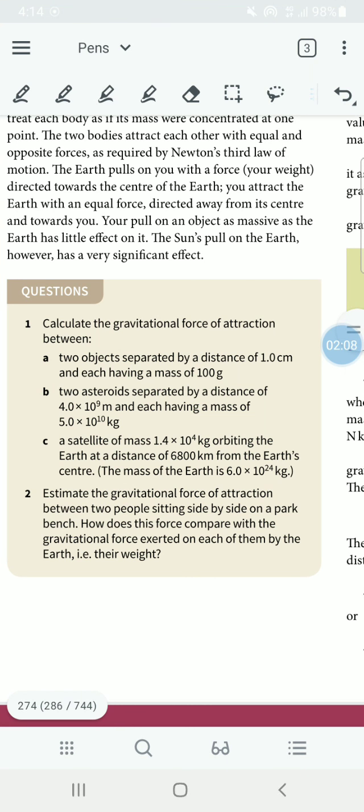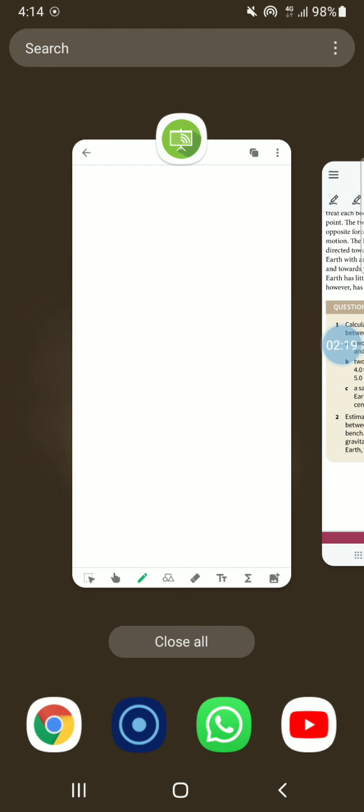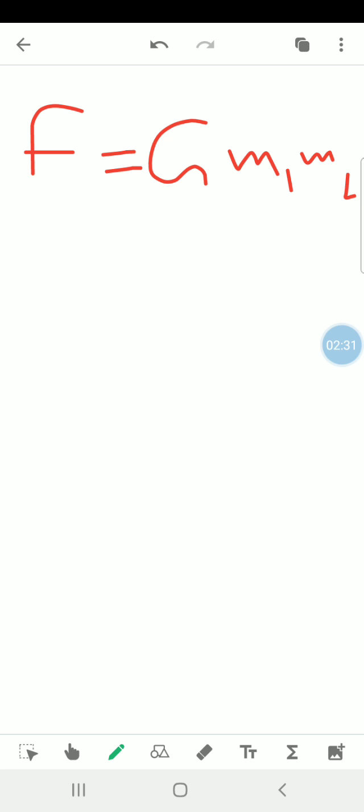Part B, two asteroids separated by a distance of 4 into 10 to the power 9 meters and each having a mass of 5 into 10 to the power 10 kilograms. So let's see how it can be done. So once again the force is equal to G M1 M2, the same thing, divided by R squared. Here once again I will write G as it is, because the screen is small, but the value is 6.67 into 10 to the power minus 11.